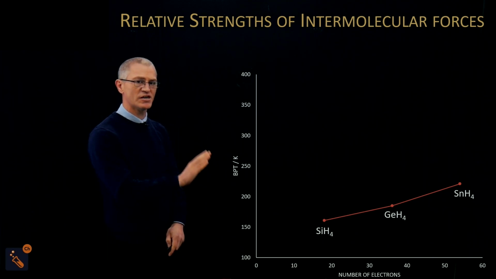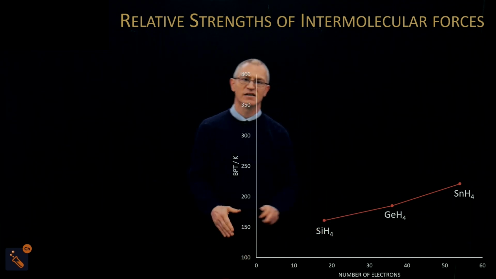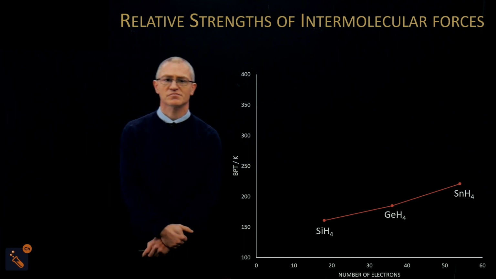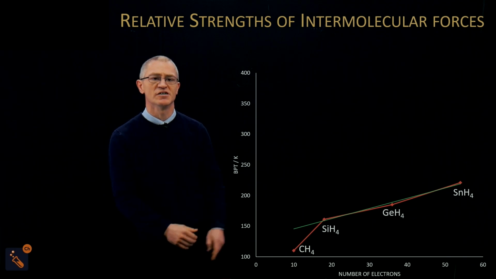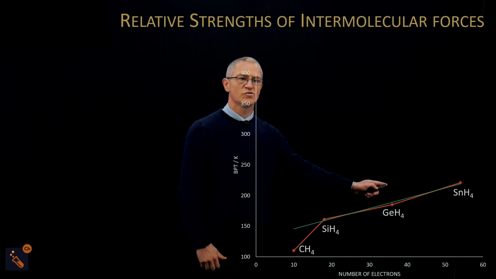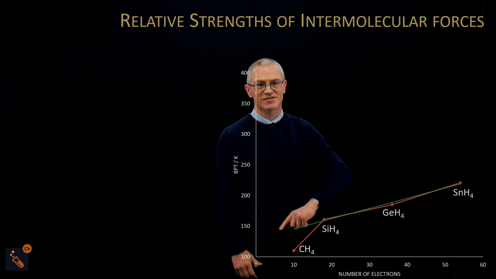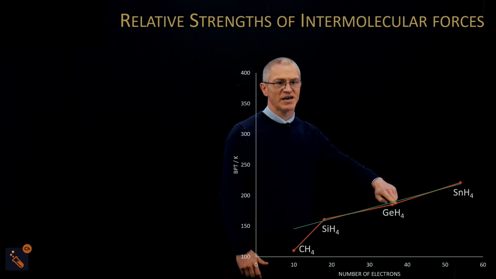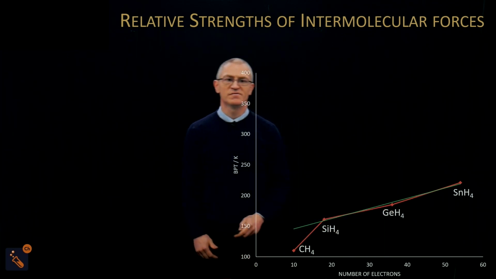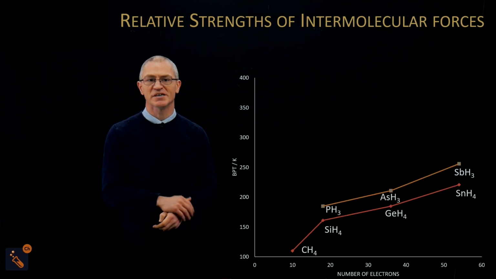Now, we have a graph here which has boiling point and number of electrons down the bottom. Electrons is going up in that direction and boiling point is going up in that direction. If we look here, we have all of the group 4 hydrides, from methane, the first group 4 hydride, going up all the way to tin hydride at the top. So all of these are not in NOF, therefore they have similar electronegativity, and so this must be London dispersion forces. And London dispersion forces get stronger if the number of electrons goes up. So that makes sense.